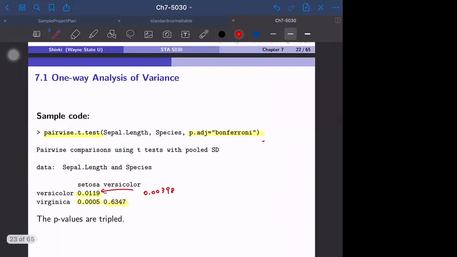Yeah, so this is the pairwise tests and how to deal with multiple tests. Often the multiple testing problem is ignored in many statistical analyses, so we have to be careful about it.